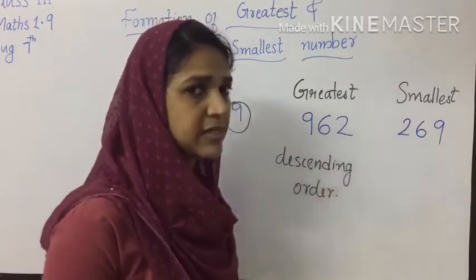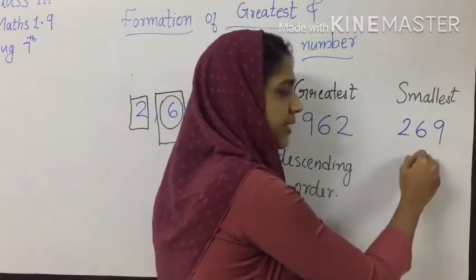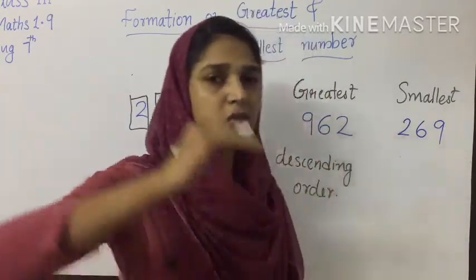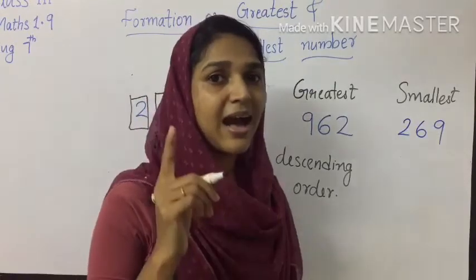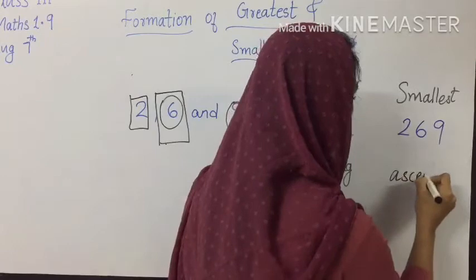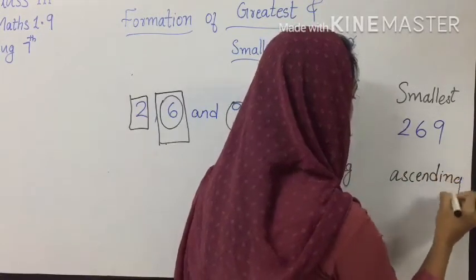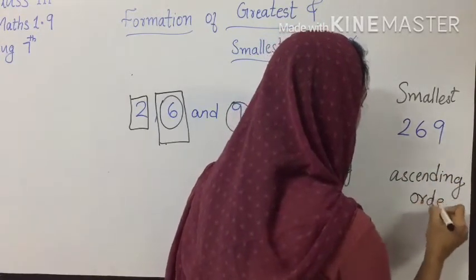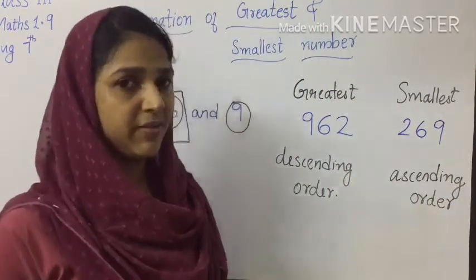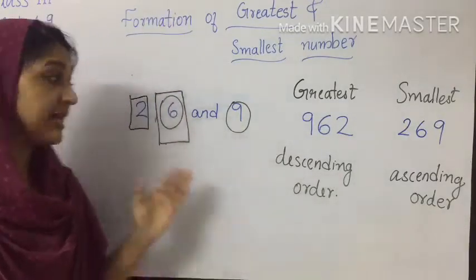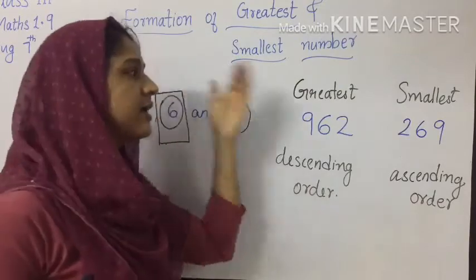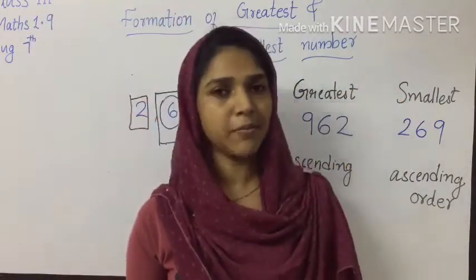Now to form the smallest number, we are writing from smallest to greatest. It is ascending order. You are correct. Ascending order. So it will be so easy for you, as you have studied ascending and descending order in the previous classes. Just by writing the digits given in ascending and descending order, we will get the greatest and smallest numbers.